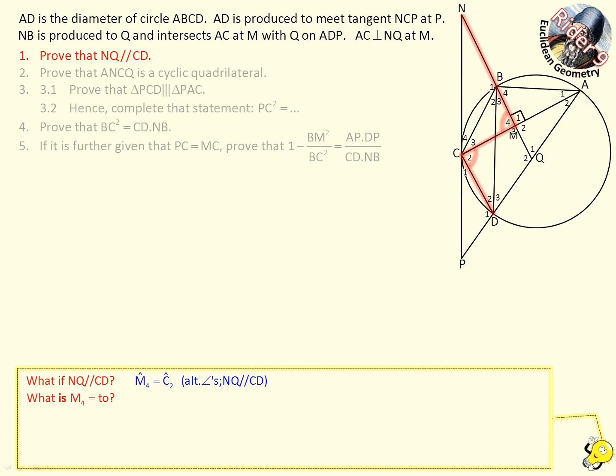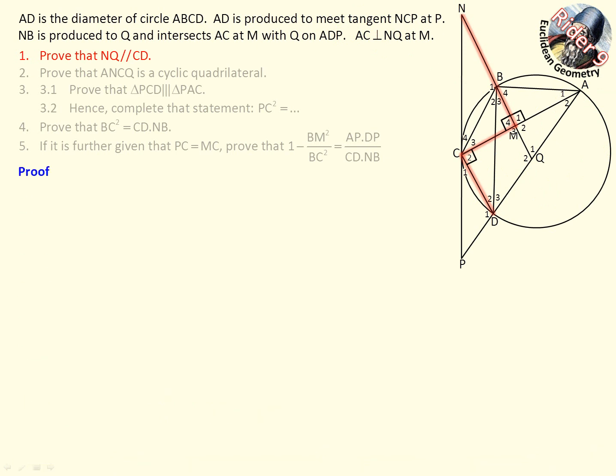There we are. 90 degrees. Given. Now we say is C2 equal to 90 degrees? And of course the answer is yes, because it's an angle in the semicircle. So, to prove it, pretty straightforward. M4 is 90 degrees given. C2 is 90 degrees, angle in semicircle. Therefore, M4 equals C2. So we now have the alternate angles equal, making the lines parallel. Either you can put here alternate angles equal or converse alternate angles. Alternate angles to me is shorter.